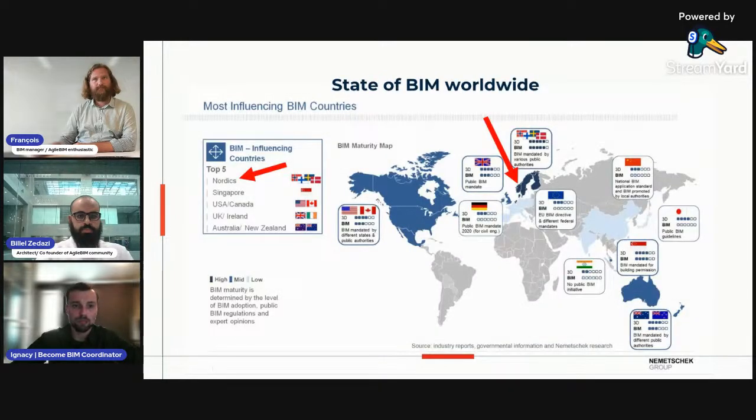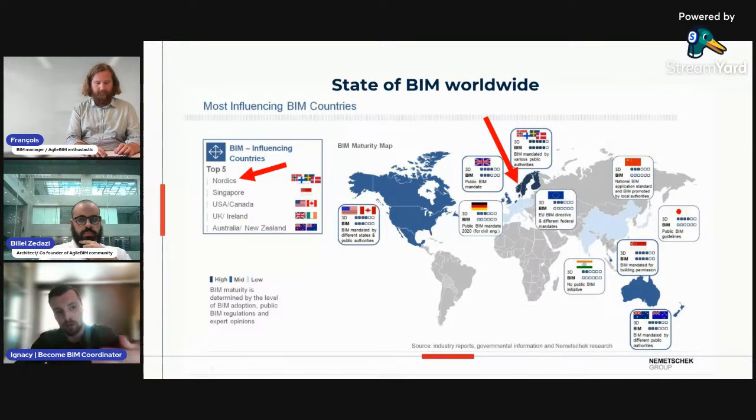So, when it comes to the current state of BIM, I just want to start from the research that was conducted by Nemetschek Group, which is one of the largest BIM software producers and resellers. They made this research where they revealed that the Nordic countries are, let's say, at the forefront of implementing BIM methodology. And in particular, Norway actually has remarkable growth in its BIM market in recent years.